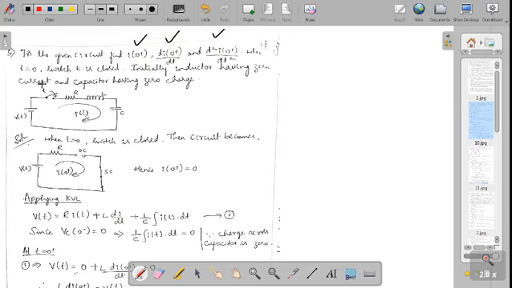So the name of the switch is what? Okay, sorry, the name of the switch is K. Okay, the name of the switch is K and it is closed at time t equal to 0. Initially inductor having 0 current and capacitor having 0 voltage. So what does it indicate? Inductor is carrying no current and capacitor is also carrying no voltage.